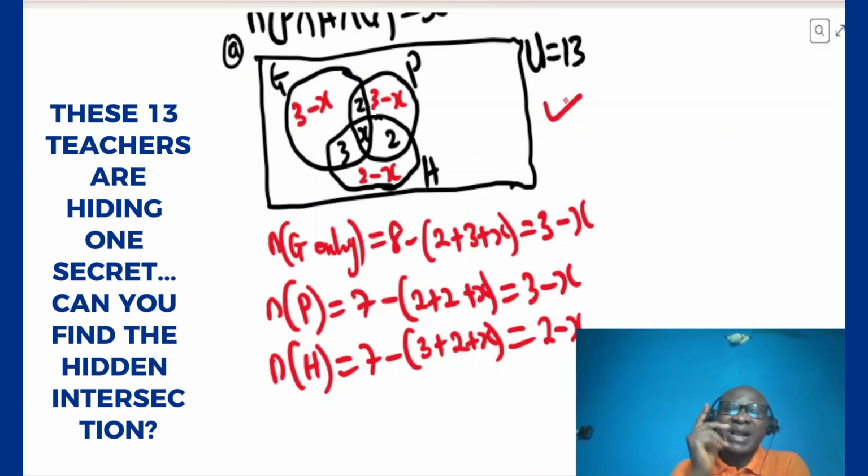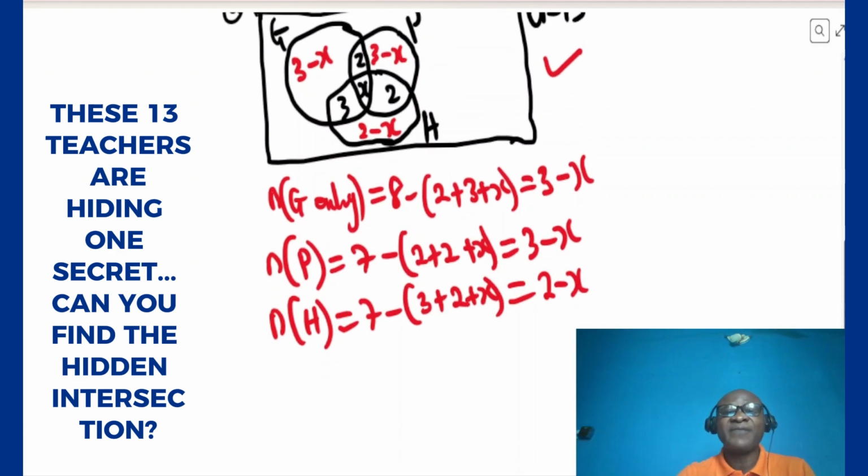All right, we can now use this Venn diagram to find the solution to that hidden number of teachers at the center of this Venn diagram. Without knowing it, getting answers to all the questions we were asked will be difficult. Therefore, let's go on. Now, moving forward, we want to find the value of X. How do we find the value of X?